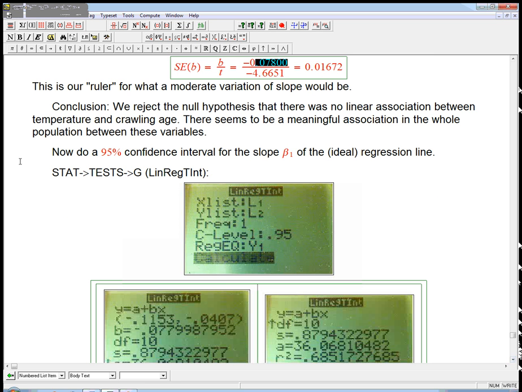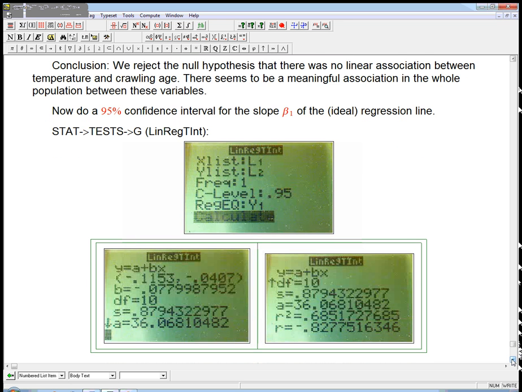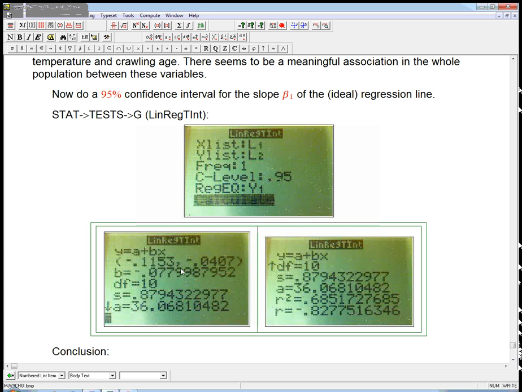Okay, so that's stat tests G. It's right under F. It's LinRegTInt. You put in xlist L1, ylist L2, frequency 1. Again, this is going to depend on exactly how you're doing it. For a 95% confidence interval, obviously you put in 0.95 for that. I put in the RegEQ Y1 in case we didn't already have it. It's already loaded into Y1, so that's not too important now. And we get a lot of the same data. We still get the B, the A, the R squared. But the key thing is right near the top, and that is the confidence interval.